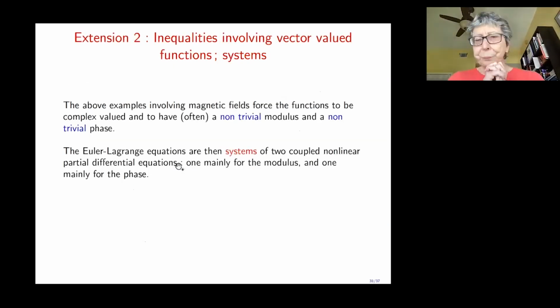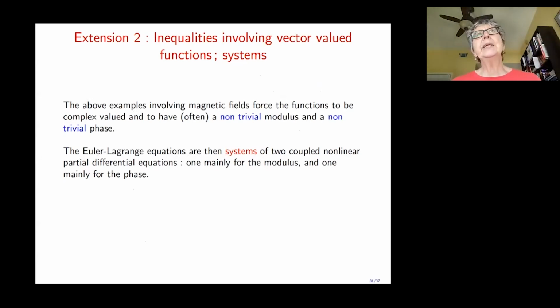So this is extension 2. We really think that studying inequalities involving vector valued functions, and systems, is very important. Why is it very important? It's not only the magnetic case. I was explaining in the first paragraph what I already said, this fact that the Euler-Lagrange equations are systems. And the magnetic case is not the only case.